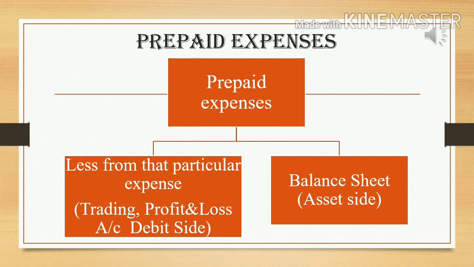The second effect is that whatever prepaid expense is incurred by the firm is actually a kind of asset. So it is recorded in the balance sheet, asset side. So altogether, what are the two effects of prepaid expenses? Number one, less from that particular expense. Number two, balance sheet asset side.